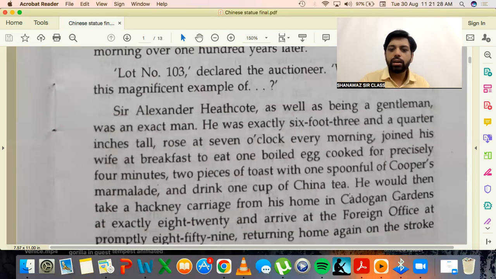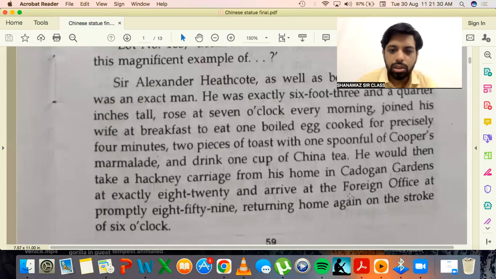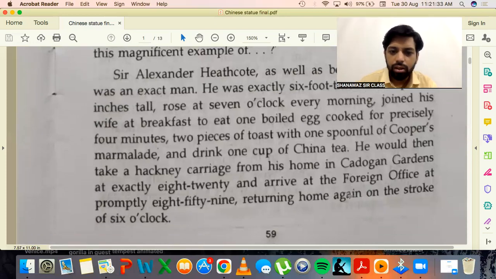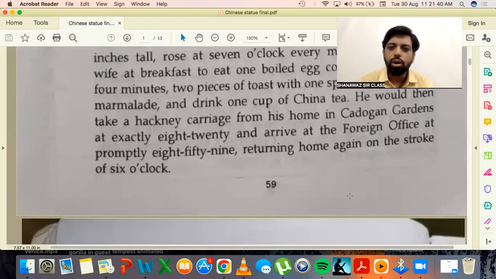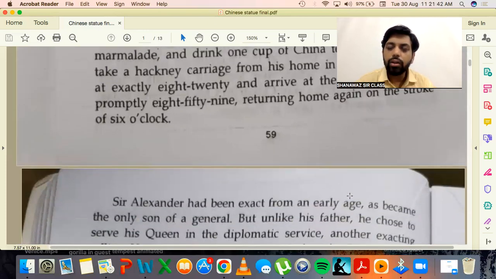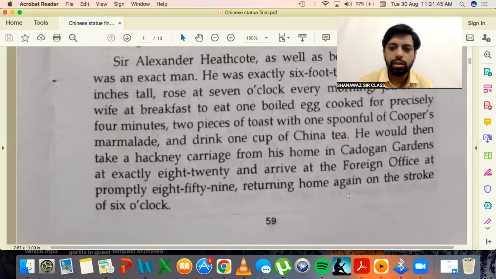फिर वो अपने कैरेज में बैठ के वो अपने काम में जाते थे, और ठीक शाम को एग्जैक्टली टाइम देख के at the mark of 6 वो घर आते थे. And this way he continued all his life. So Sir Alexander Heathcote, जिनका ये चाइनीज स्टैचू था आज से 100 साल पहले, he was a very very disciplined man, and he used to rise up and sleep and eat at a very precise moment. He was a perfect Englishman. As we all know, Englishmen were very particular about their things and timing, so he was of that kind.